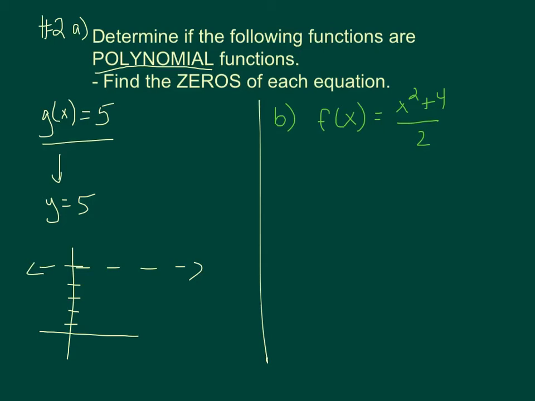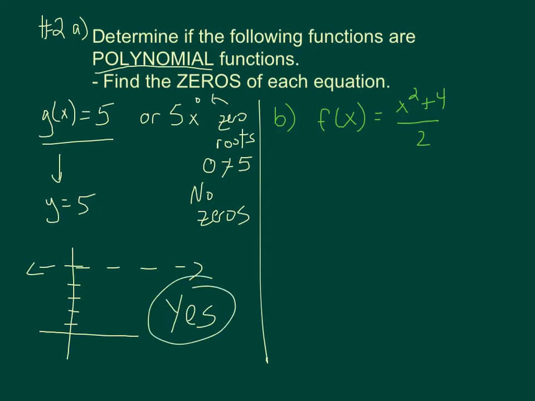It's a horizontal line. Now, think of this as 5x to the 0 power. That means it has 0 roots. It never touches the x-axis. And that's true because if you plug in 0 for y, you're never going to get this function to equal 5. It ain't going to happen. So we say that there are no zeros. But is it a polynomial? Is it discontinuous anywhere? No, it's defined for any x value. So we're going to say yes, it is a polynomial, but it has no zeros.